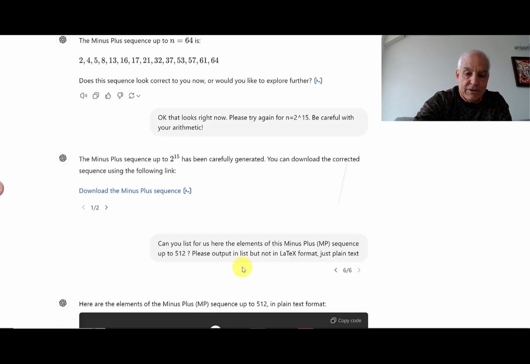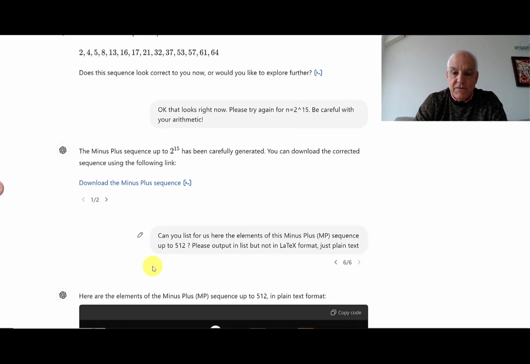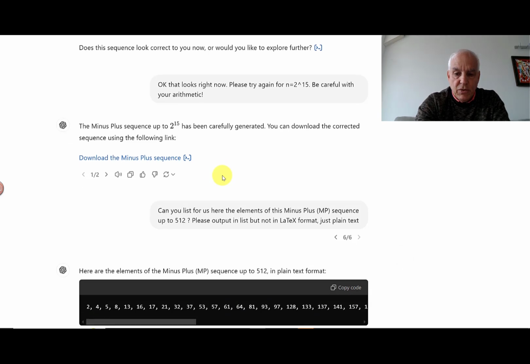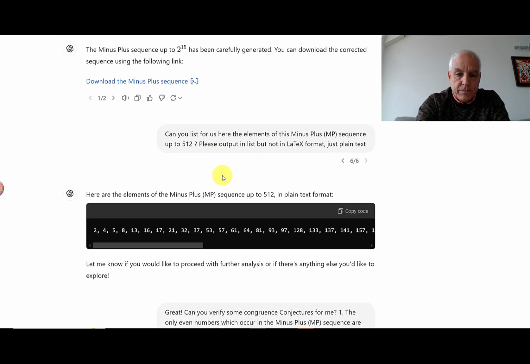So that looks correct now. So please try again for 2 to the 15. Be careful with your arithmetic. I'm encouraging it. And now it's saying, okay, the minus plus sequence up to 2 to the 15 has been carefully generated. You can download the corrected sequence using the following link. Okay, and I've done that. And I think that's right, but it's definitely worth checking. I will try to put a link to that somewhere. It's just a spreadsheet, and I'll show it to you in a little while.